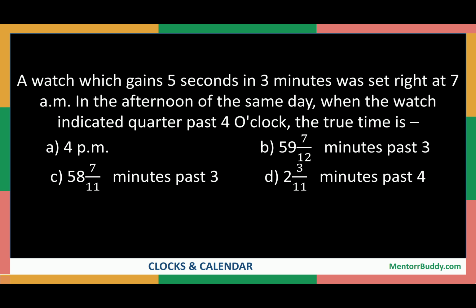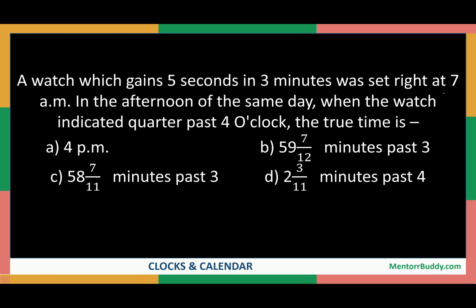Here in this question you can see that it is gaining 5 seconds in 3 minutes, right? So for every 3 minutes the clock is gaining 5 seconds. It means that when the correct clock is moving 3 minutes, the faulty clock will move 3 minutes 5 seconds, correct?